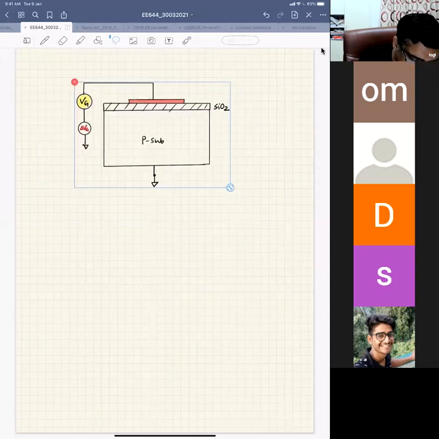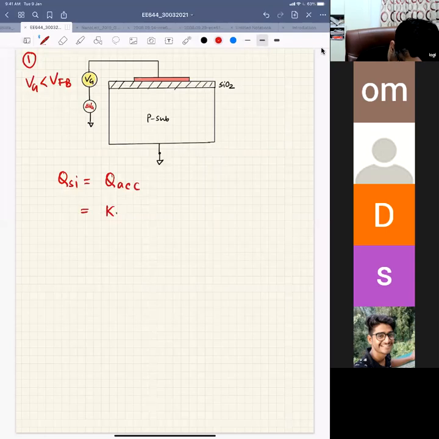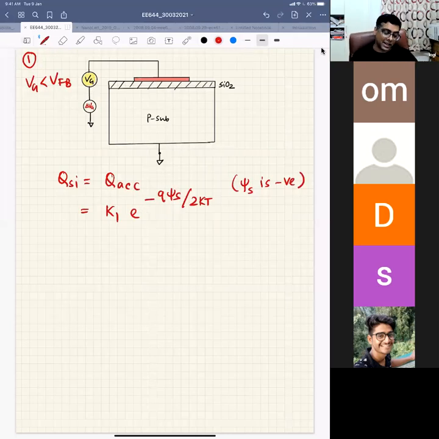So let's say your gate voltage Vg is less than the flat band voltage. This is case 1, right? So here my silicon charge is nothing but your accumulation charge. And that part we know, the accumulation charge I could write down as Q psi s by 2 kT. So here in this condition, your psi s is negative, so your accumulation charge will be K1, some constant, times e to the minus Q psi s by 2 kT, that we have derived, right?